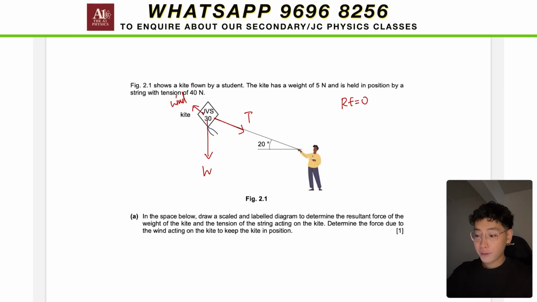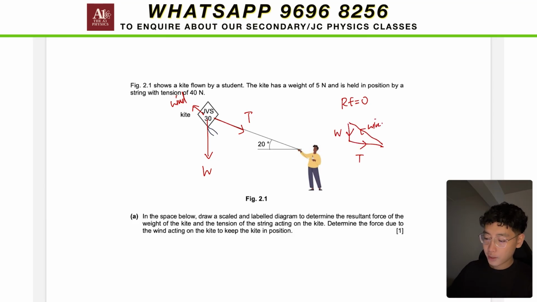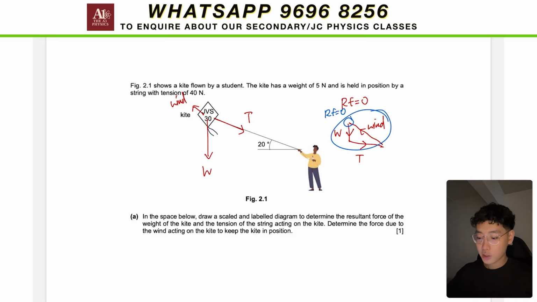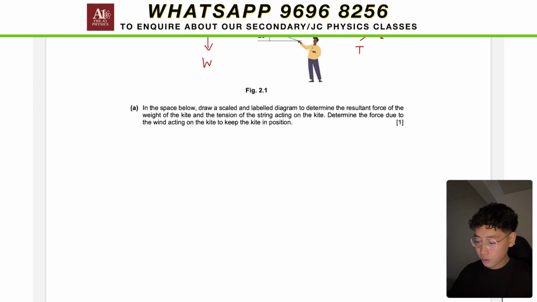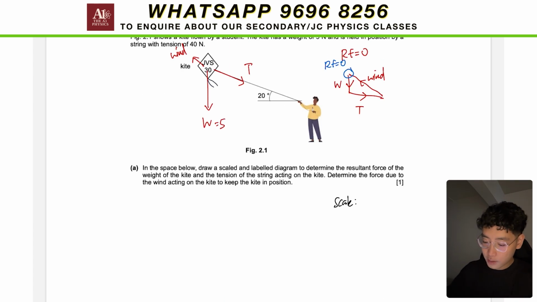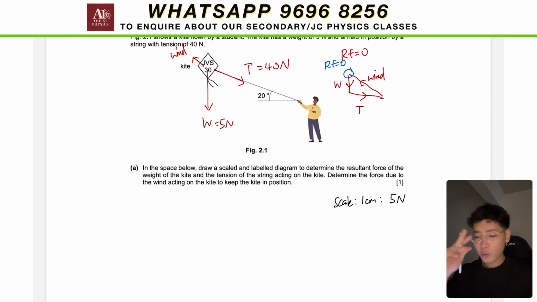And the plan for this question is that when I add my weight, my tension, and my wind, it is going to start and end at the same place because there is 0 resultant force. Okay, so this is my rough sketch of my plan for this question. As usual, let's start with thinking of the scale. Over here, the weight is 5 newtons and the tension is 40 newtons. Let's just use a scale of 1 cm to 5 newtons, so my weight will be 1 cm and my tension will be 8 cm.